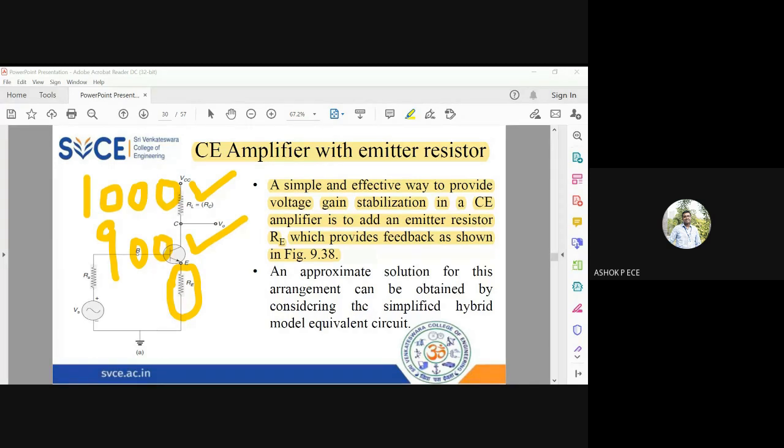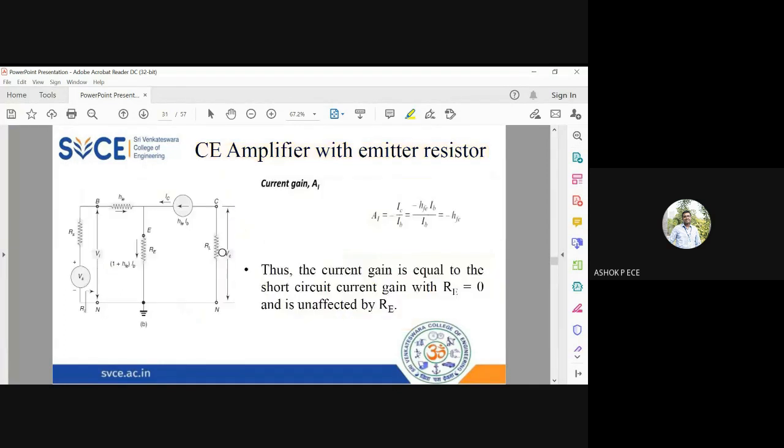Okay, common emitter amplifier. As usual, once the circuit diagram is given, we would be drawing the AC equivalent circuit, and from the AC equivalent circuit, we'll be drawing the hybrid model equivalent circuit. That is what is given here. See here, an approximate solution can be obtained by considering the simplified hybrid model equivalent circuit. Here I am not adding any capacitance, so an AC equivalent circuit is not required. The only thing is I'll be short circuiting my VCC. Separately drawing an AC equivalent circuit is not required for this circuit because I don't have any capacitors in my circuit, so I directly draw the H parameter model.